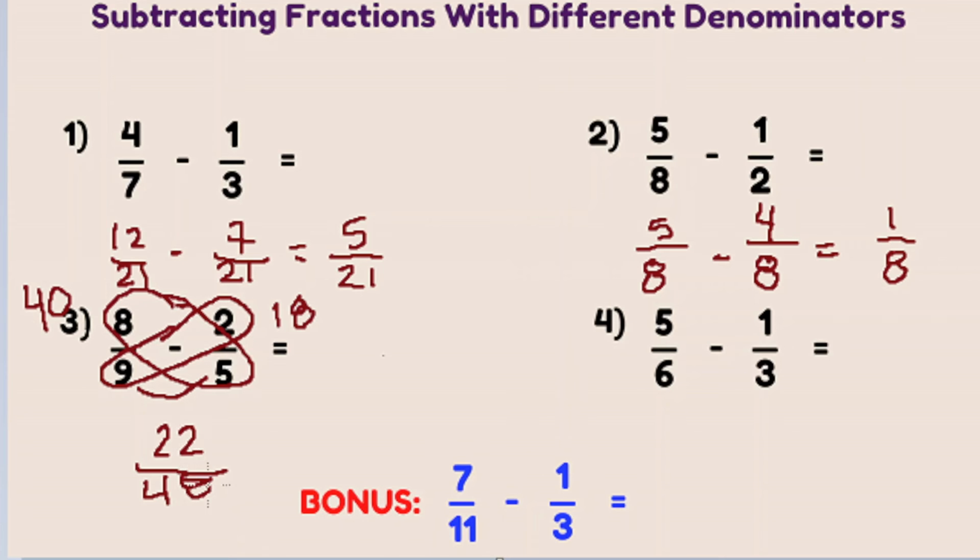Now, the last step would be to simplify this or reduce it down further. I don't know of any multiples or any factors of 22 and of 45, so I believe 22/45 is in its lowest form.